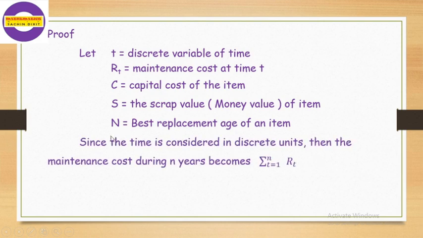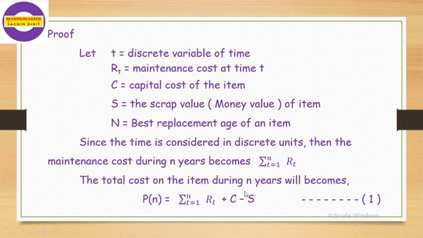You may take n is not capital, it is a small n. Small n is the best age of an item. Since the time is considered in discrete units, the maintenance cost during n years becomes summation t varies from 1 to n R(t). Since the time unit is described in discrete units, we take summation. If they are continuous, we can take it in integral format. But here discrete units, so we take the summation.